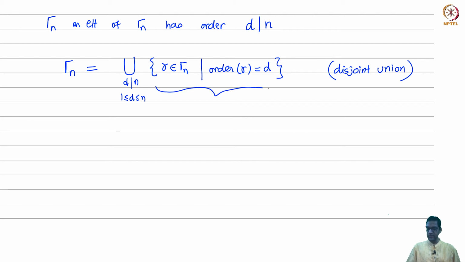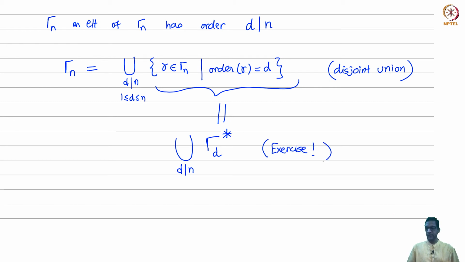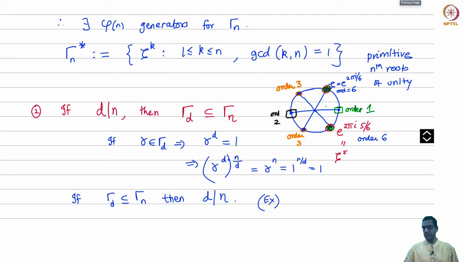If I look at these elements here, the ones whose order is exactly d, then you will observe that this is actually just the set Gamma d star. Okay, so in other words, this is the union over d dividing n of Gamma d star. Now maybe again I leave this as a little exercise for you to check. It's an easy sort of exercise. So look back on this previous diagram that we drew and see how those came about.